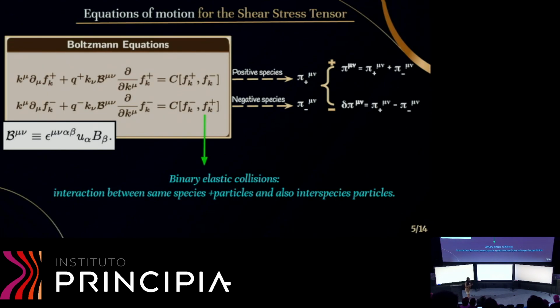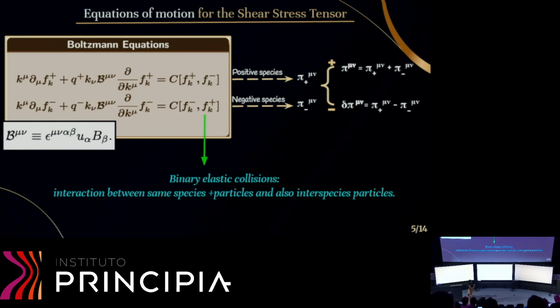For this system, we solve the Boltzmann-Vlasov equation, which in the presence of a magnetic field looks like this. Here we assume collisions to be binary elastic collisions, and we consider the interactions between particles of the same species and also the interspecies interactions.